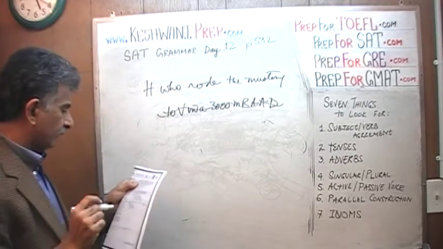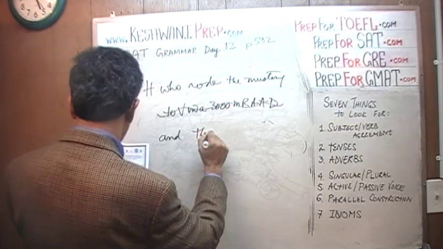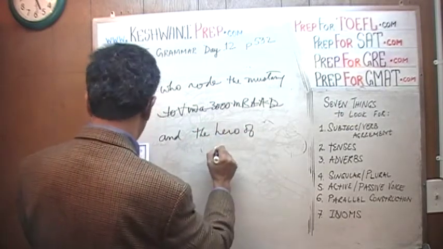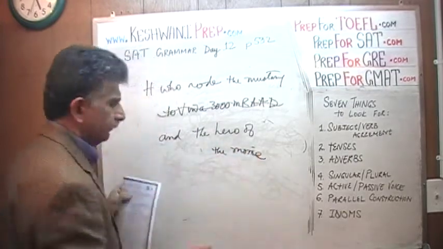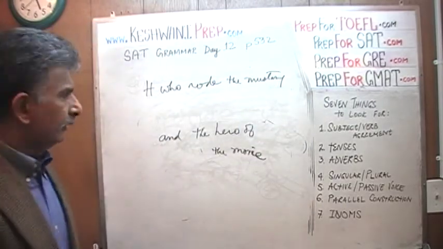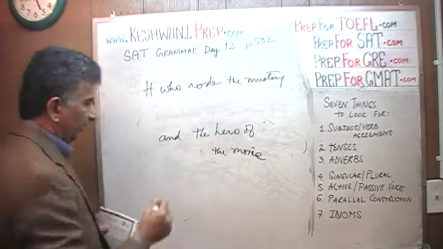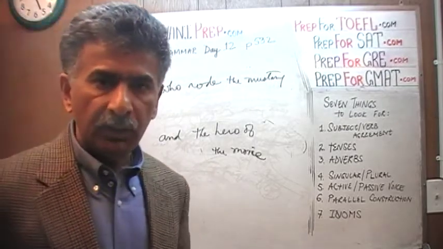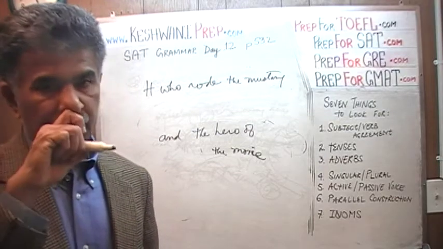That's mumbo jumbo. And then they go on to say, and the hero of the movie. So this is how the sentence reads. I'm going to erase this part that is not of interest to us. Now the sentence reads, He who rode the Mustang and the hero of the movie. To which you will say, what the hell? The sentence has no verb. We have to fix it.